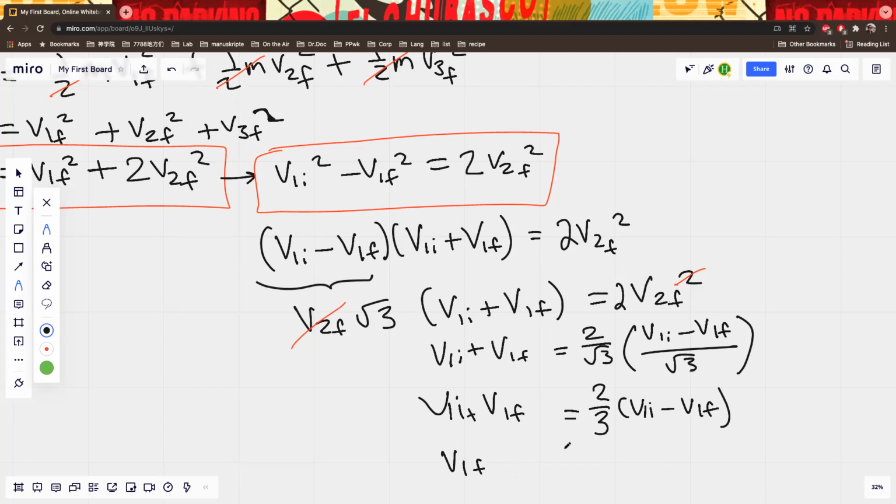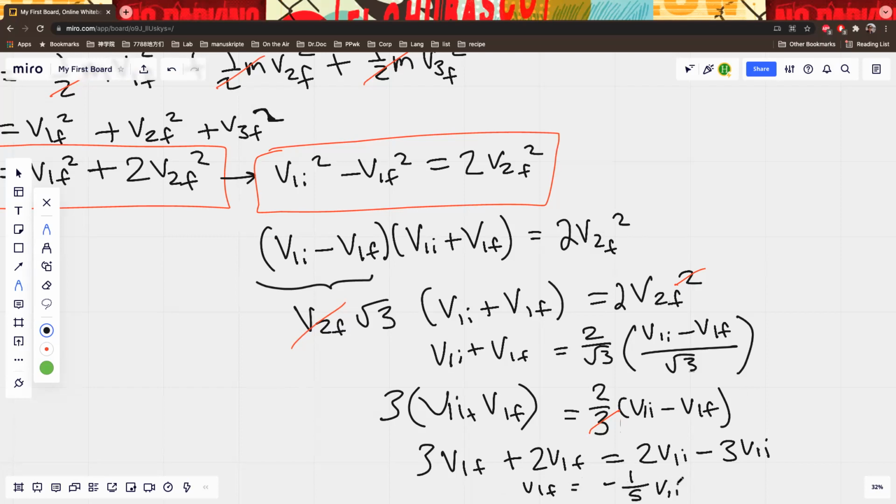And then I get V1F. If I multiply everything by 3, I get 3 here, and I cancel out that 3. And then I get 3V1F plus 2V1F equals 2V1I minus 3V1I. So this means V1F equals -1 over 5 V1I.